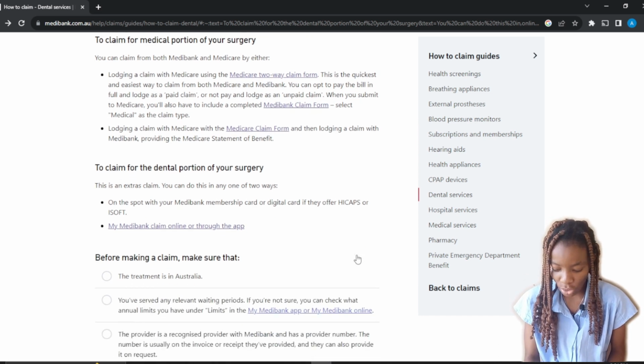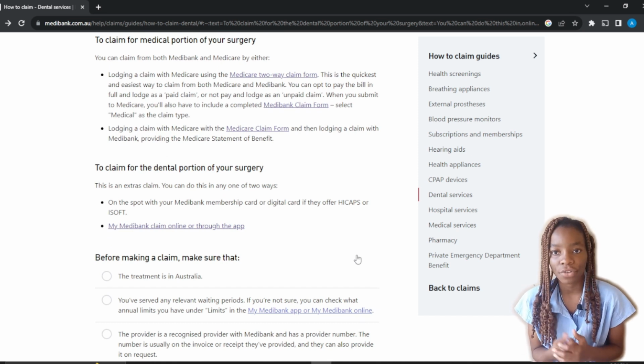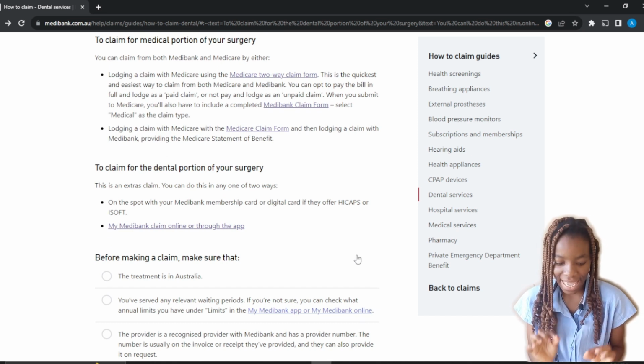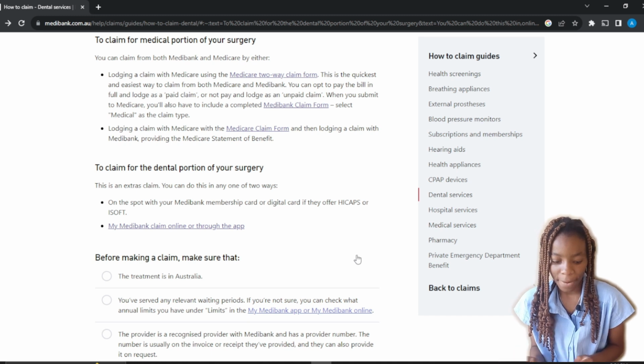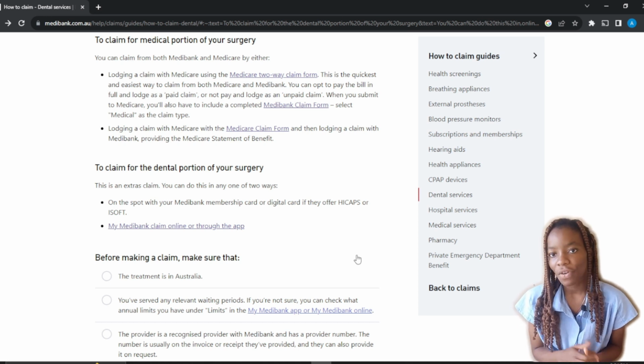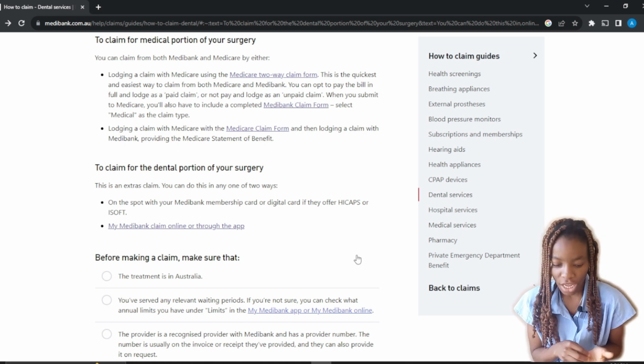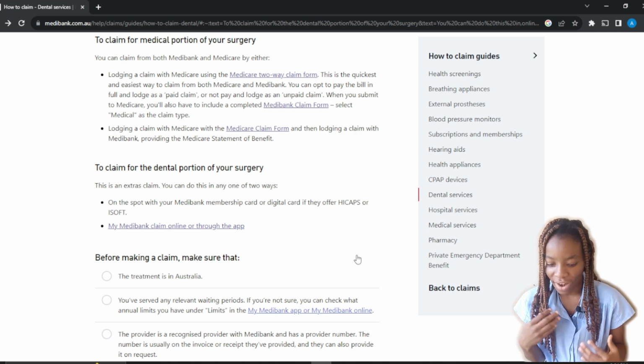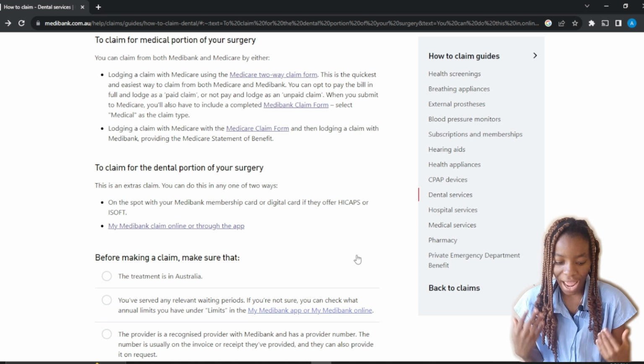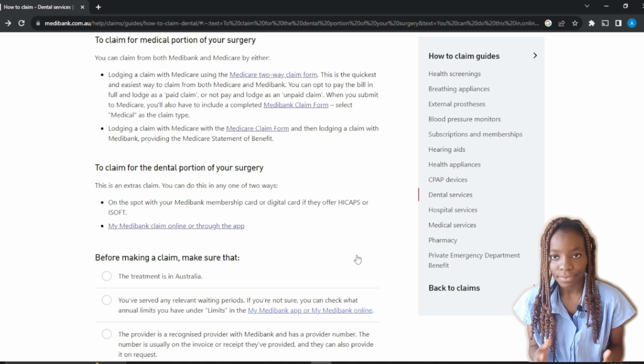And then the next is to claim for the dental portion of your surgery. So this is an extras claim, all right? And then you can do this in any of 2 ways. 1, on the spot with your Medibank membership card. So if you have a Medibank membership card, you can claim for this using that, or a digital card, that's if they offer HICAPS or iSoft. That's one way.